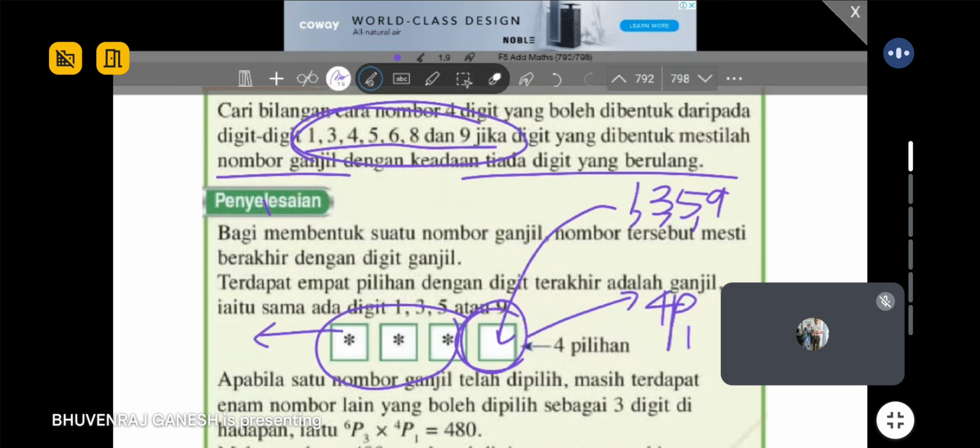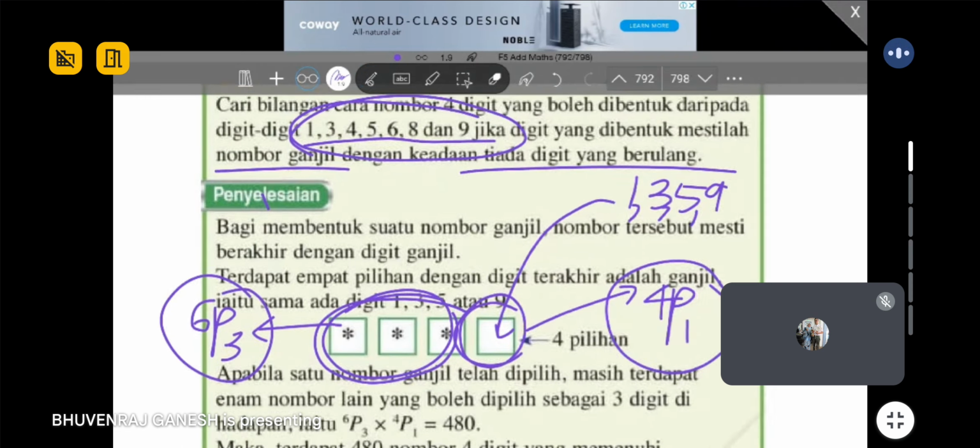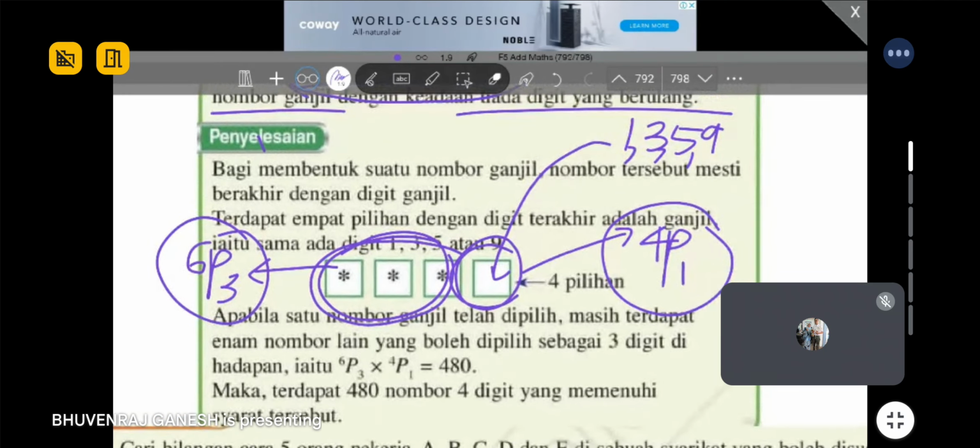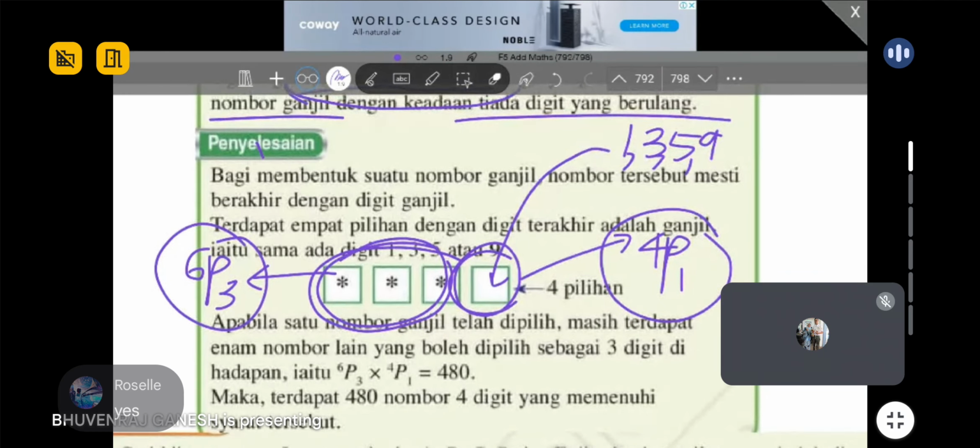How many digits do I have left, guys? Kalau saya dah pilih satu, berapa digit saya ada untuk isi kat sini? Can you all tell me? How many total numbers? Total earlier got 7. Yes. So minus 1 lah. 6P3. Boleh faham, guys? So 6P3 times 4P1. Then you will get the answer. Okay, 480. So that is the total number of ways.